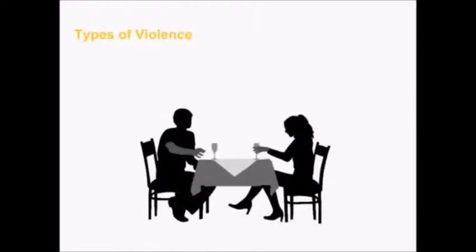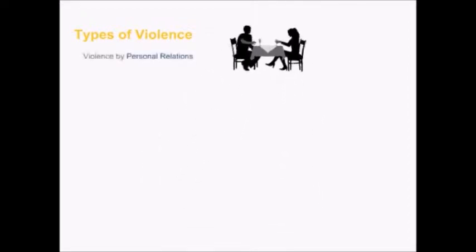Who can perpetrate violence, and what constitutes a workplace? Workplace violence incidents can be divided into categories depending on the relationship between the assailant and the worker or workplace. Violence by personal relations is committed by someone who has a personal relationship with the worker, such as a current or former spouse, partner, friend, or relative.